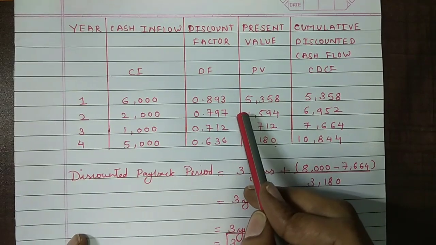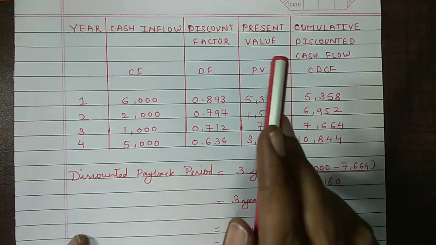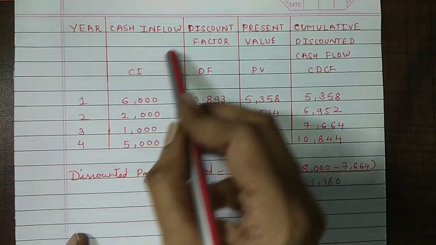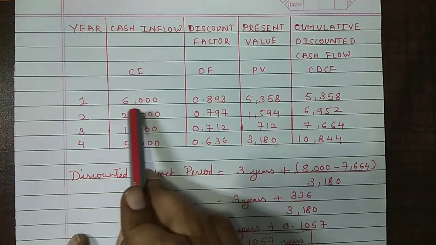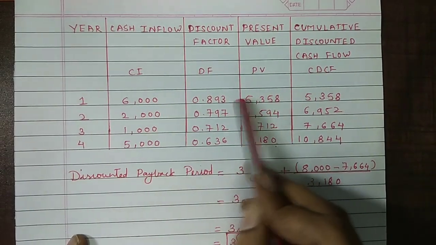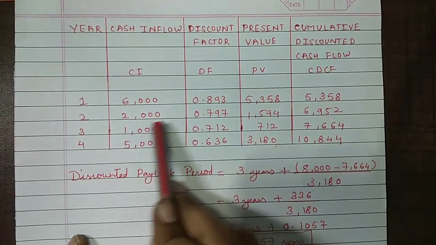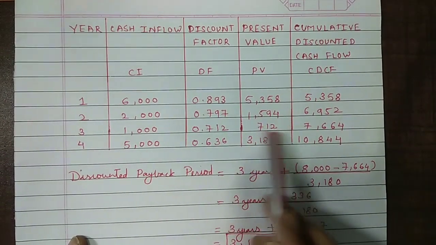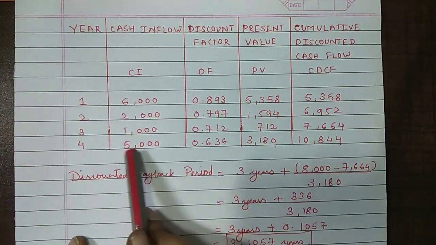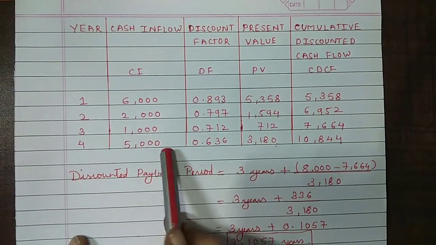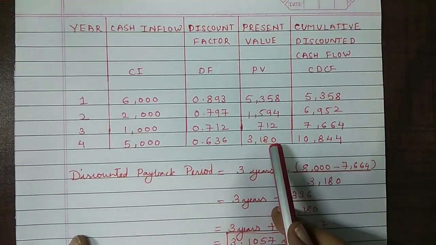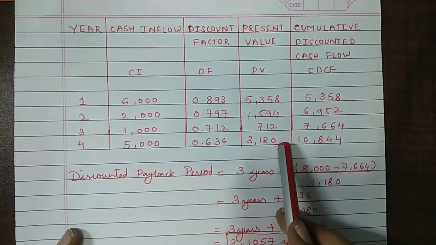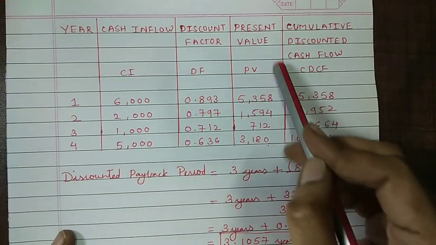Now those of you who are from a non-commerce background, always remember that your present value will always be lower than your cash inflow. See over here the cash inflow was 6,000, the present value is lower than 6,000. Here it was 2,000, it is lower than 2,000. This amount of present value is again lower than this amount. Here also the cash inflow was 5,000 rupees and the present value is lower than 5,000 rupees.